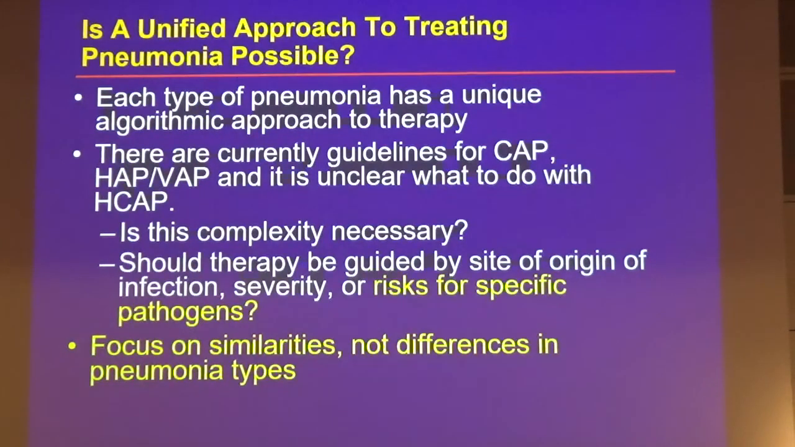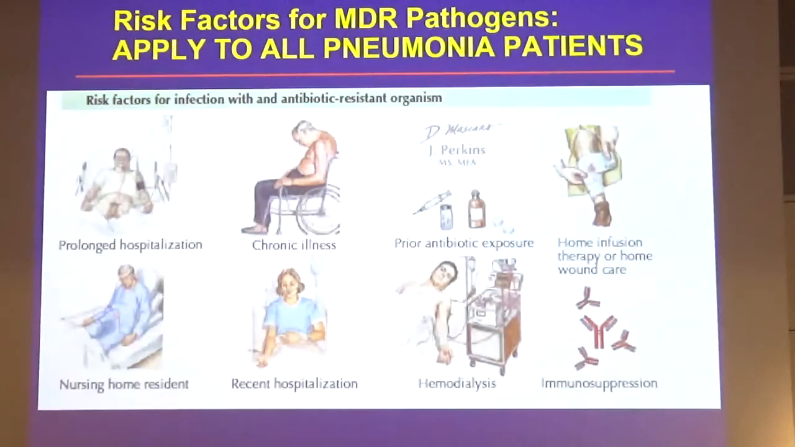So is a unified approach really possible? Again, currently each form of pneumonia has its own algorithmic approach. We have guidelines for each form of pneumonia, and that's a tremendous complexity. Is it really necessary, or should we try to focus on the similarities and not the differences of the pneumonia types? And I think, as you'll see from a study that was just published this month, it's possible to do this unified approach, but let me build to that data.